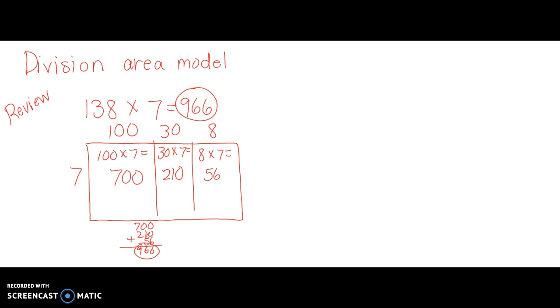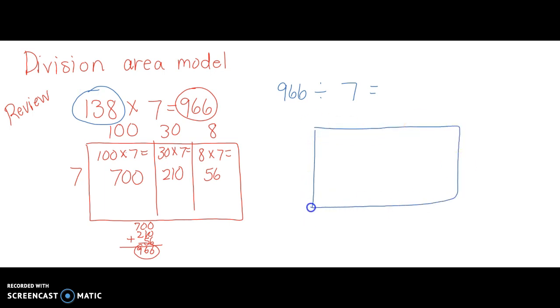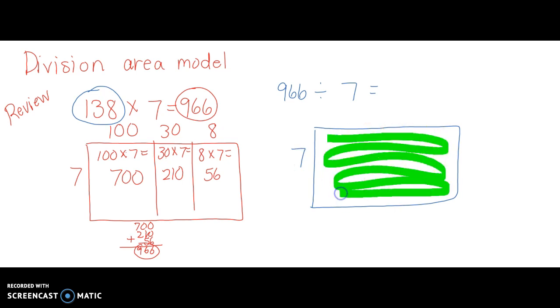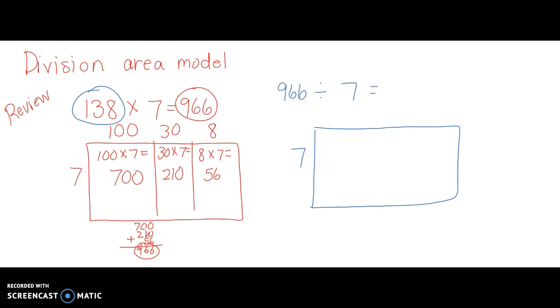Now let's find the same answers using a division area model. Let's start with 966 and let's divide it by 7, and we should come up with 138 because we know multiplication and division are related. So let's go ahead and draw an area model. And we know we're going to divide this area model into rows of 7. And we know inside here, this has to equal 966. But let's imagine we don't know it's 138 yet.